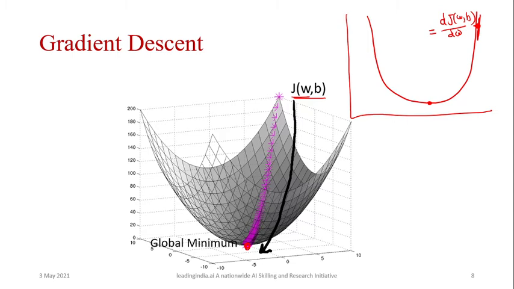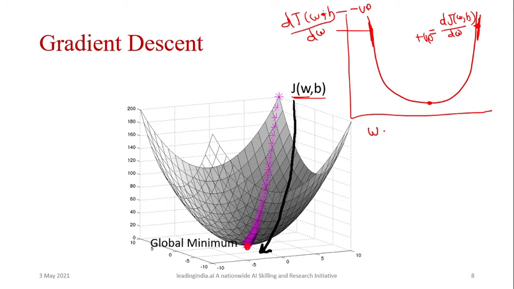Yes, this will be a positive value. Ready? Now, if you are somewhere here, then this dJ(w,b) upon dw will be the negative value. Right? Now let's see what is the formulation.